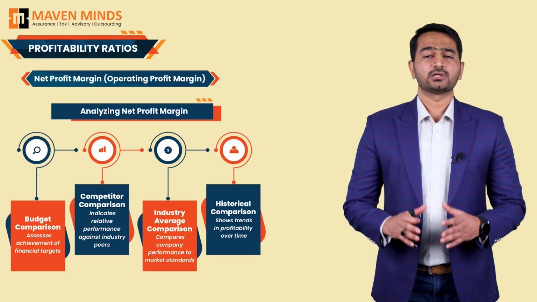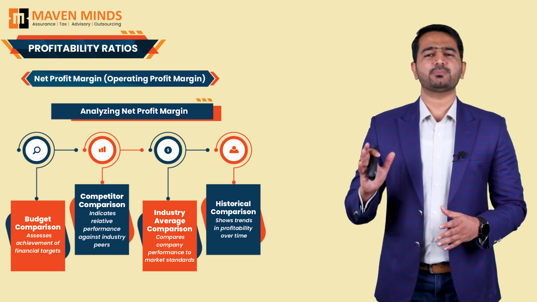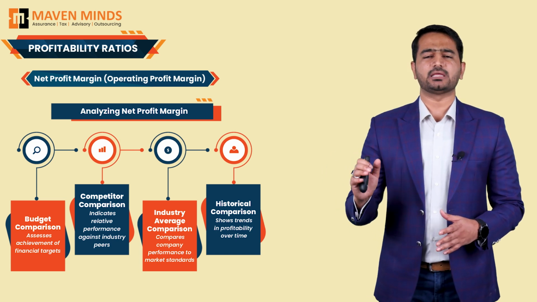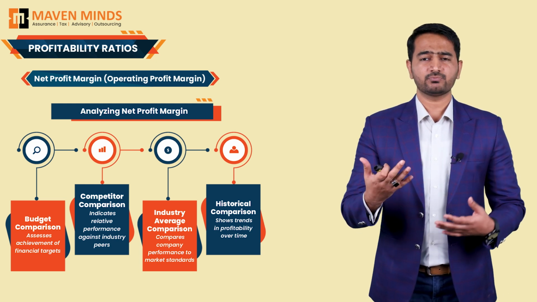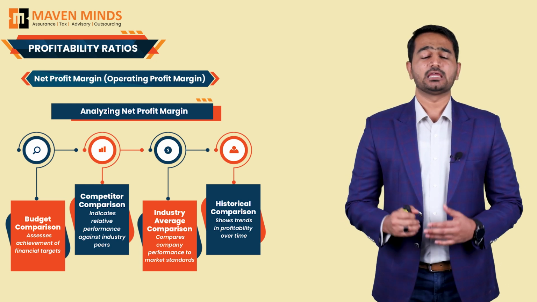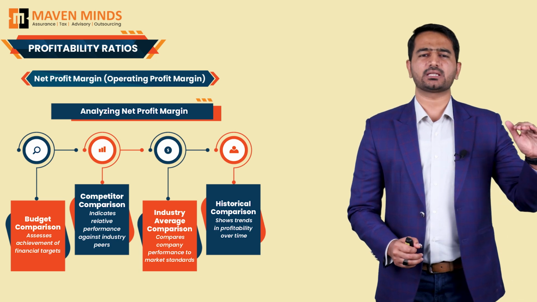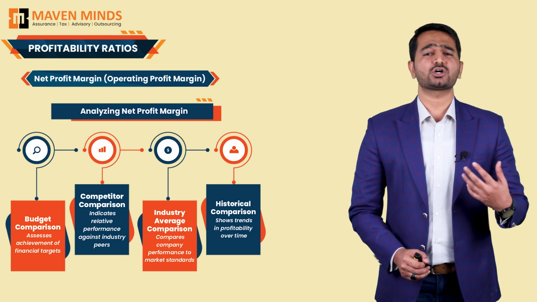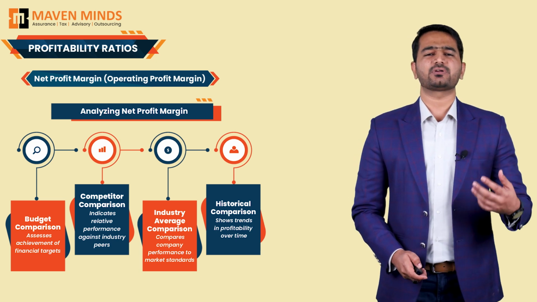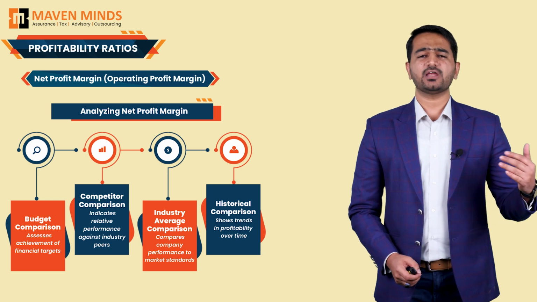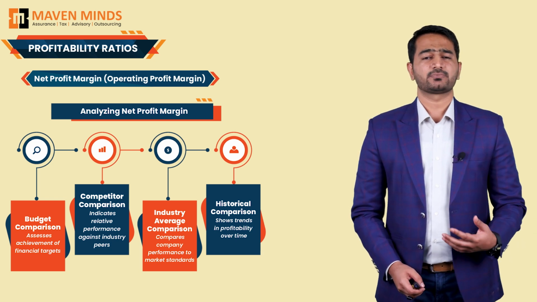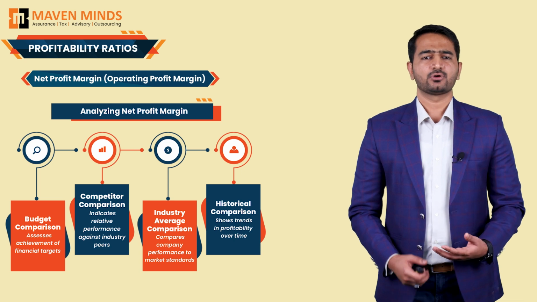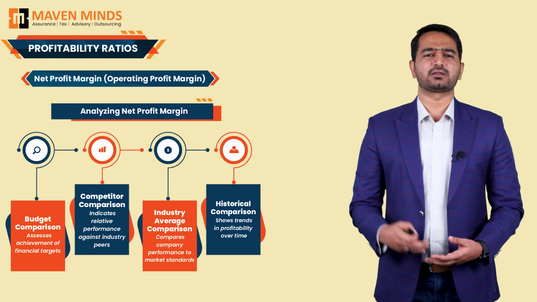In the same way, looking at past net profit margin trends within the same company tells us whether profitability is improving or worsening. If net profit margin increases over time, it suggests better cost management or improved revenue generation. And if net profit margin declines, it may indicate rising cost, competitive pressure, or ineffective management strategies.